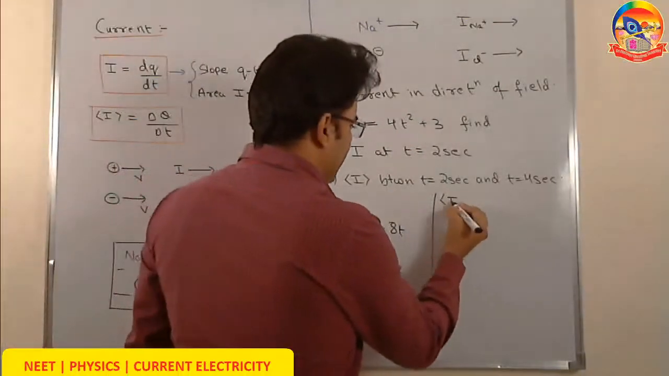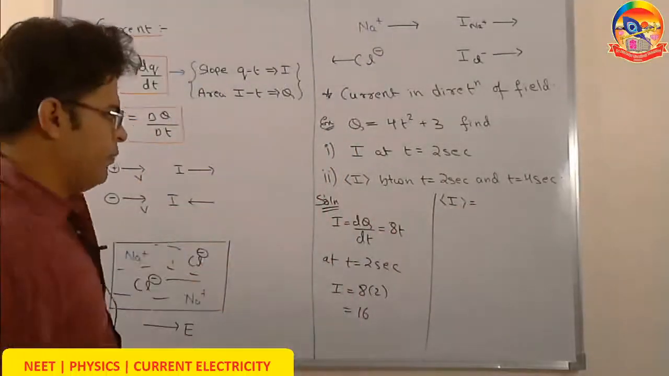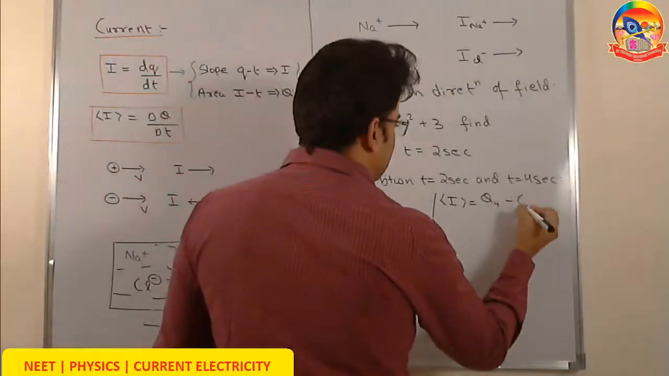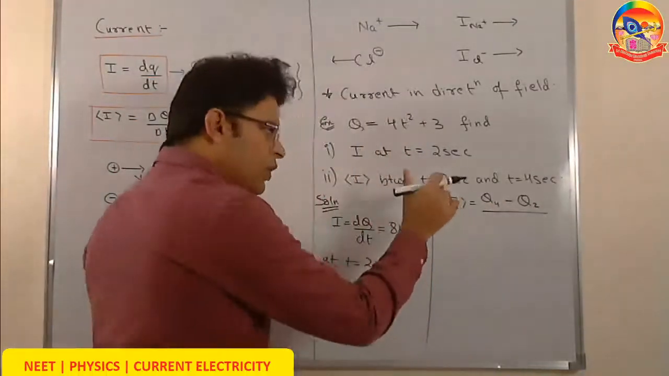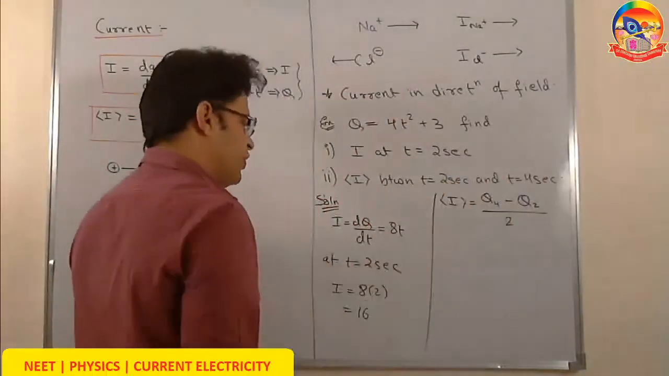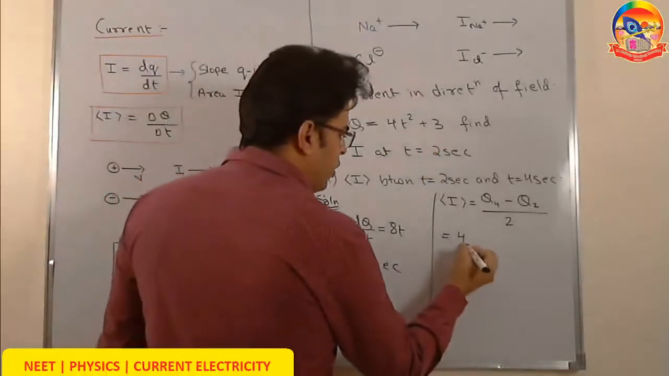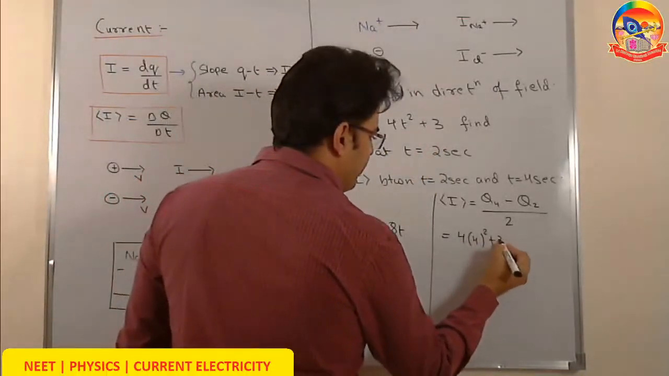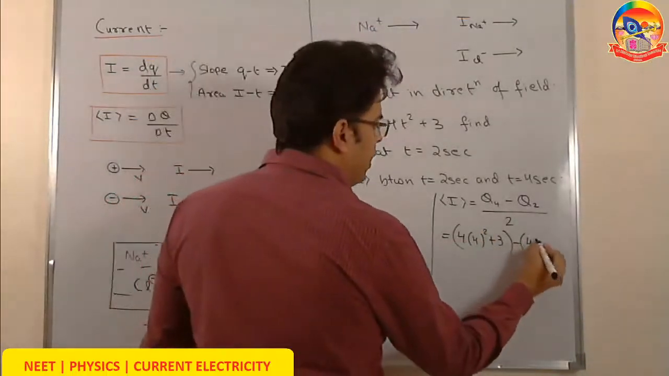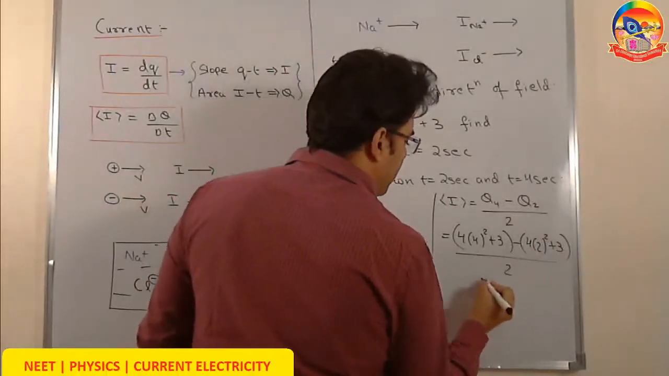The second part, what is the average current between time equals 2 and time equals 4? Average current is defined as the total charge flow upon total time taken. That is the charge that has flown up to time equals 4 minus the charge that has flown up to time equals 2 upon the time gap. And the time gap from 2 seconds to 4 seconds is 2. So you will write the charge that has flown up to time equals 4 will be 4 into 4 square plus 3 minus the charge that has flown up to time equals 2, that is 4 into 2 square plus 3 upon the time gap, that is 2.